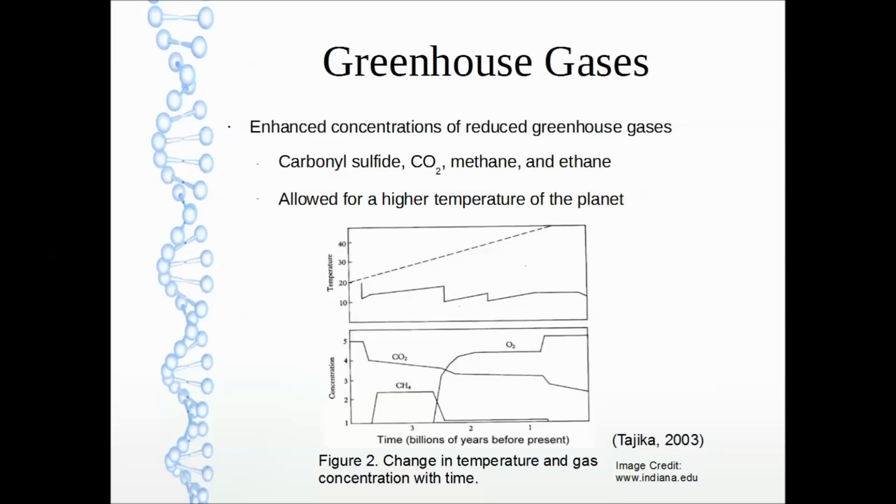Increasing the concentration of reduced greenhouse gases, which include carbonyl sulfide, carbon dioxide, methane, and ethane, allows for a higher temperature of the planet. This mechanism works in the same way as the global warming phenomenon we see today. As we can see from the figure on the slide, there were high levels of CO2 and methane around the Archean eon, which starts around 3.8 billion years ago and ends around 2.5 billion years ago. The temperatures, which are given in Celsius, also remain high throughout the Archean eon to prevent freezing over of Earth.